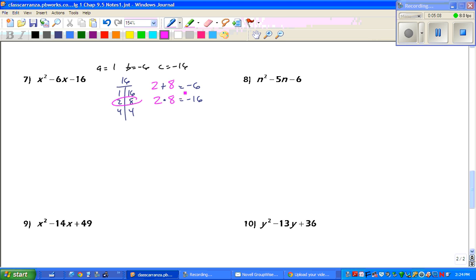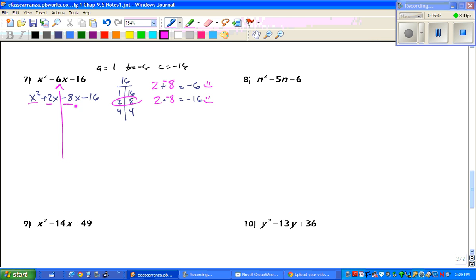But which one's negative? Because one of them has to be negative. What do you think? Well, if it was negative 2, we'd get a positive 6. So it has to be negative 8, and that works for both cases. So it's positive 2 and negative 8. So x squared plus 2x minus 8x minus 16.